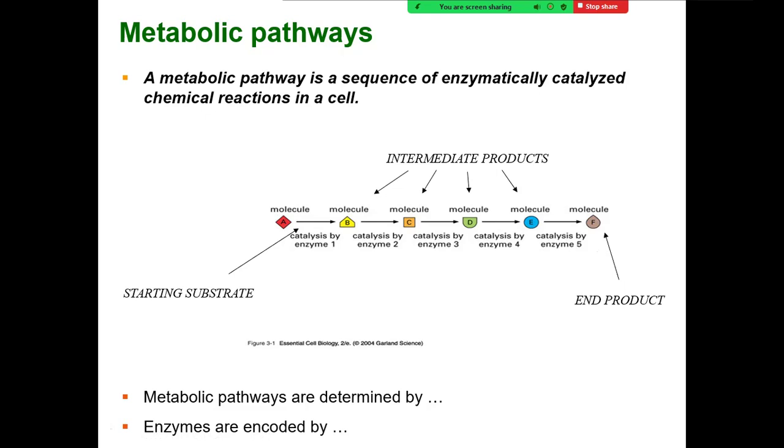Metabolic pathways are determined by enzymes in cells, and enzymes are encoded by genes. So this metabolic pathway would be encoded by the genes of the cell where this metabolic pathway is occurring. Any question about any of that?